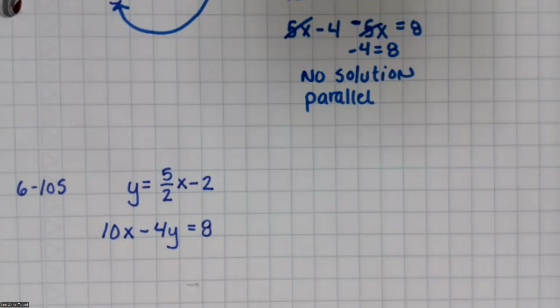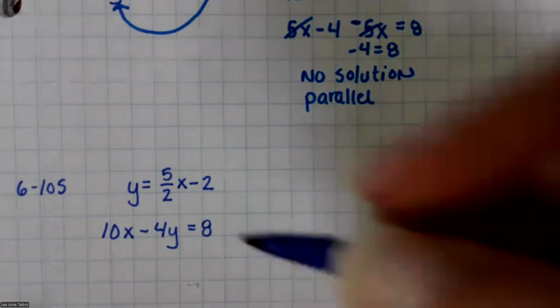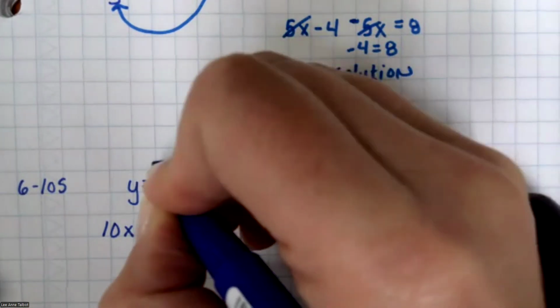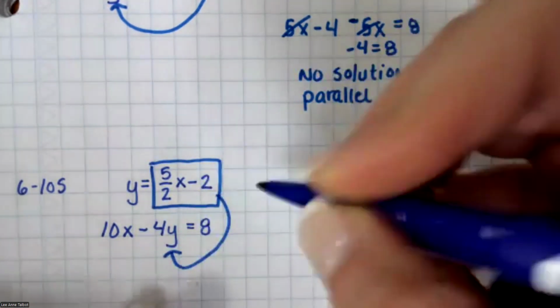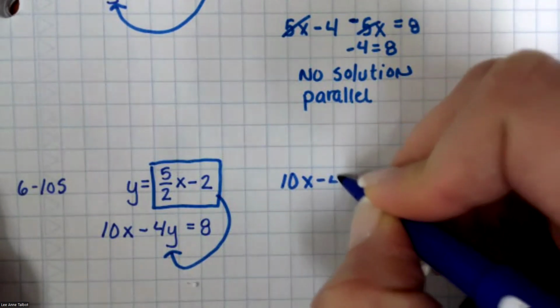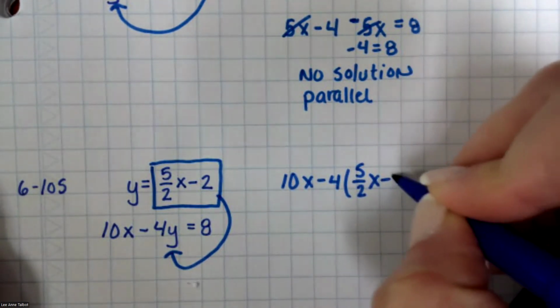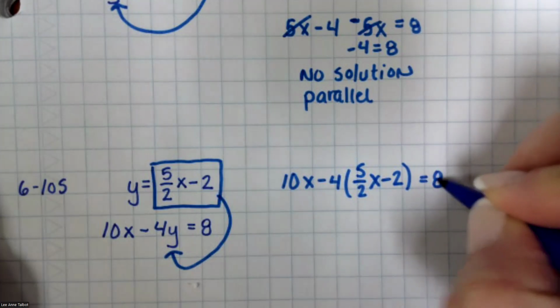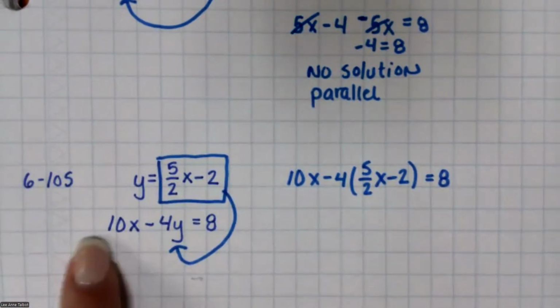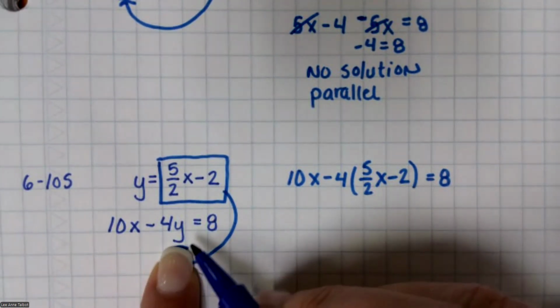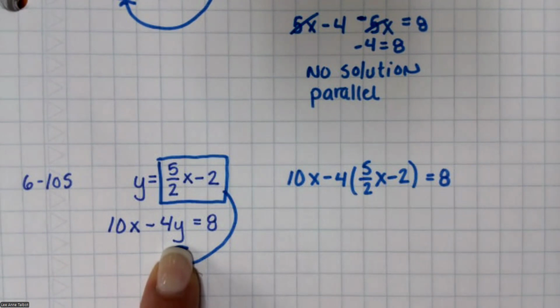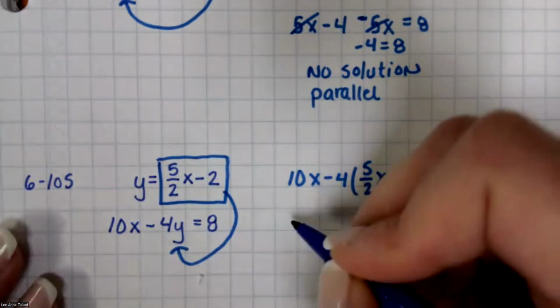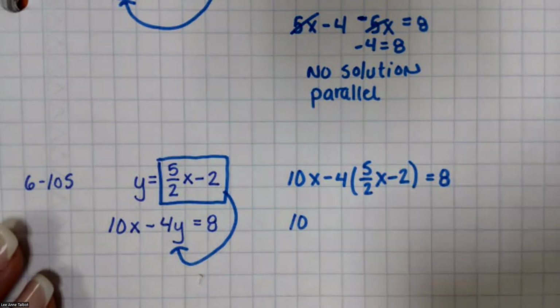Okay, now, which method should we use for this? Substitution again? So I have 10x minus 4. Y is substituted for what's in the box. Here's another fun question. What's negative 4 times 5 over 2?